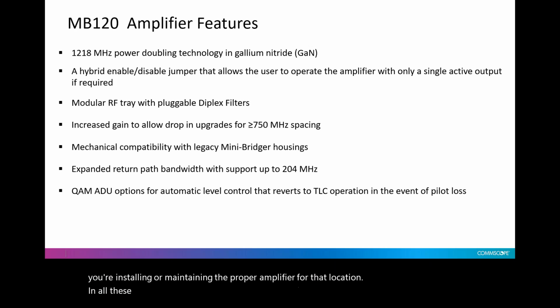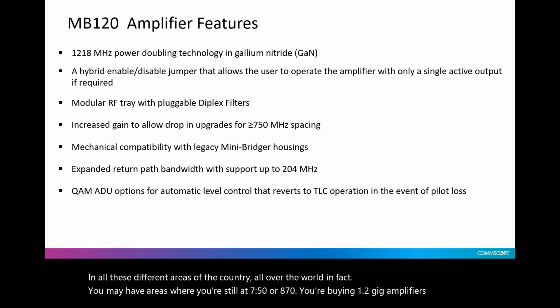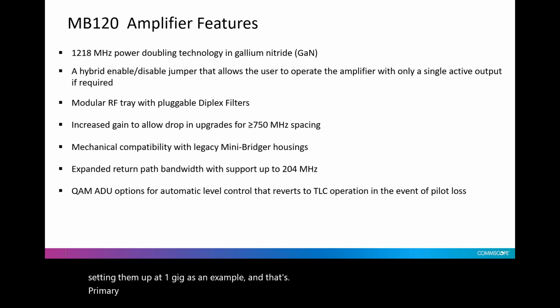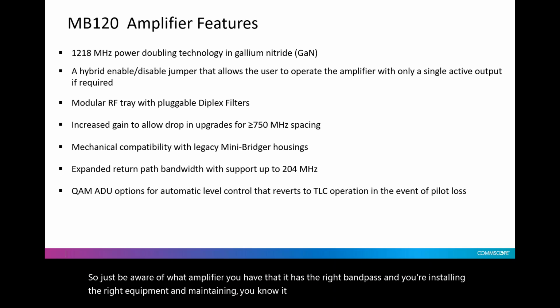In all these different areas of the country, all over the world in fact, you may have areas where you're still at 750 or 870. You're buying 1.2 gig amplifiers and setting them up at 1 gig, as an example. That's primarily what most MSOs are doing right now, because a lot of the premise devices are not available in those higher bandpasses. So just be aware of what amplifier you have, that it has the right bandpass, and you're installing the right equipment and maintaining it correctly.